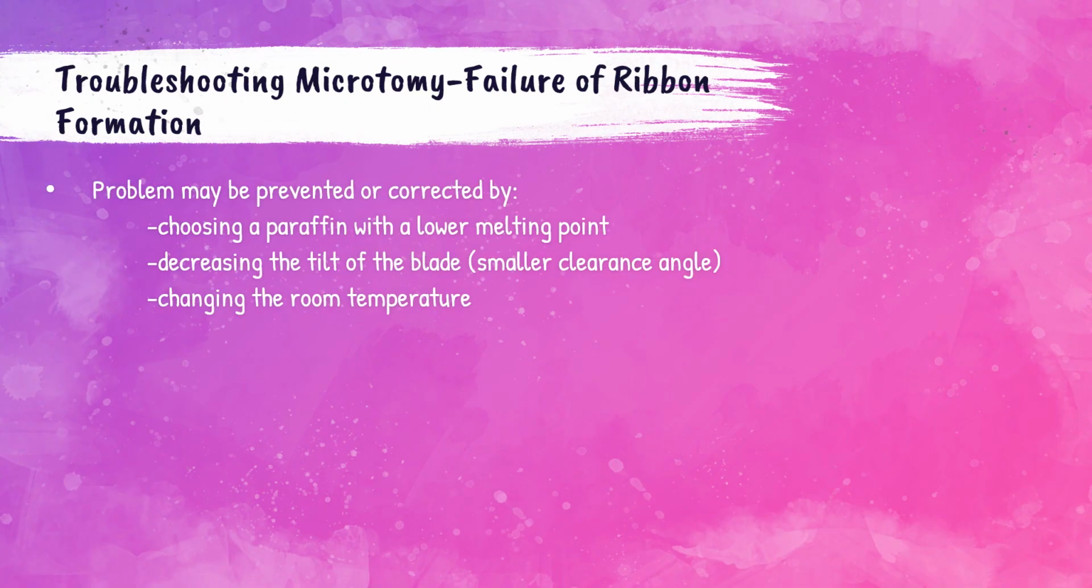These reasons can be corrected by choosing a paraffin with a lower melting point. Also, by decreasing the tilt of the blade, so creating a smaller clearance angle, or by changing the room temperature. And of course, these solutions depend on what was causing the ribbon not to form in the first place.